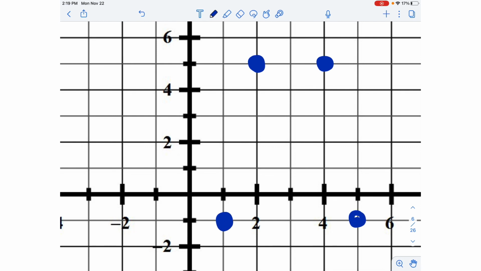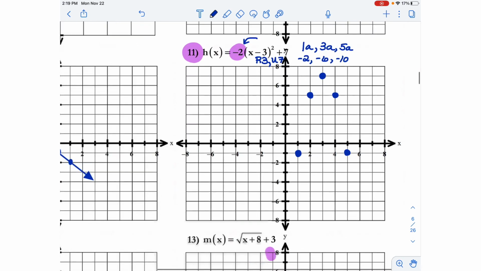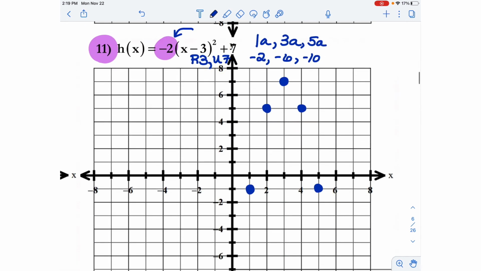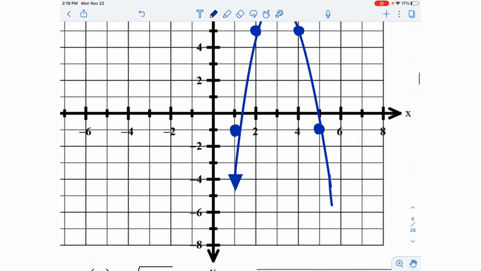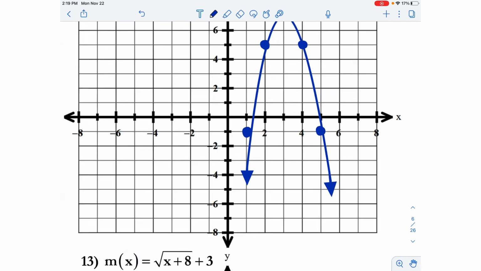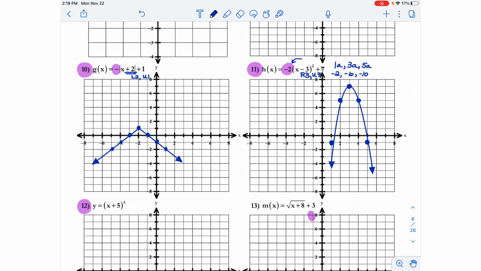And from those points I would go over 1 and down 10, but that's not going to fit onto my graph, so I'm going to stop here. Beautiful. And beautiful notability will make me a nice parabola. Okay. And here we have our arrows. Okay, so that is number 11. Moving on to number 12.